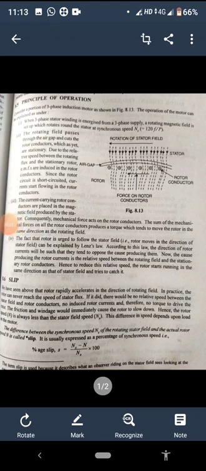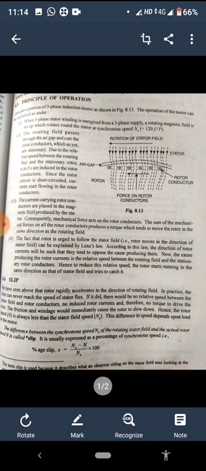As we discussed last time, the basic introduction about the various parts of the induction machine. Then we discussed how the rotating magnetic field is produced by applying the three-phase supply system. So we know the field will rotate at a speed of 120f/p. Today we will discuss the principle of operation.